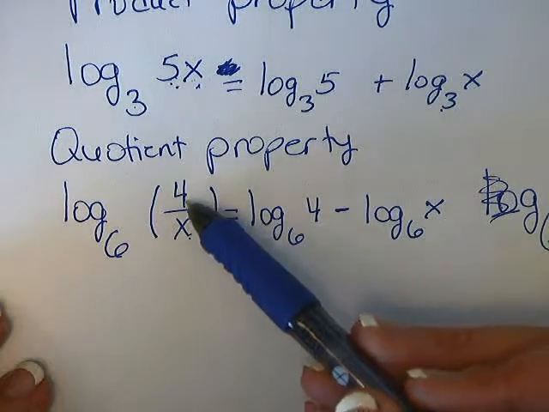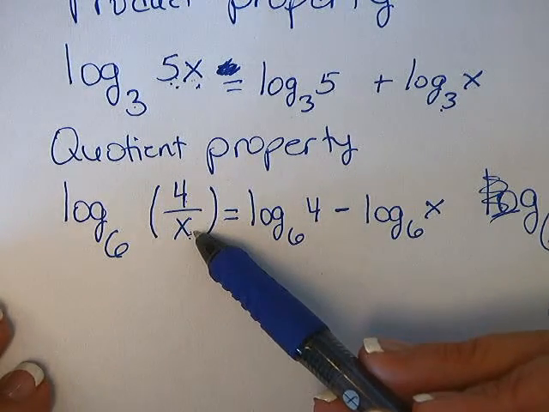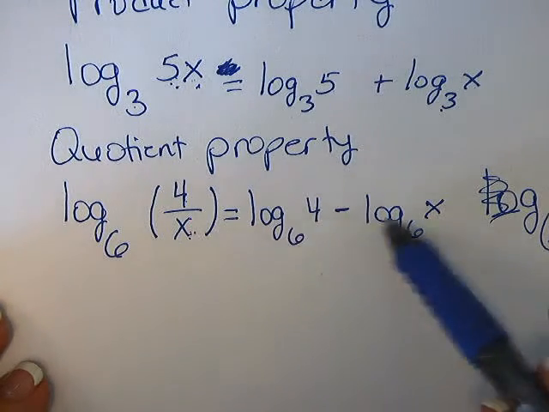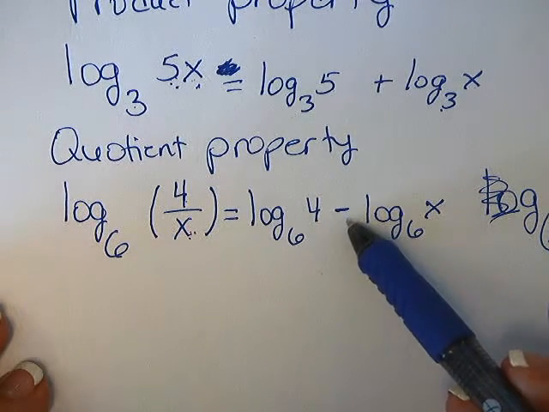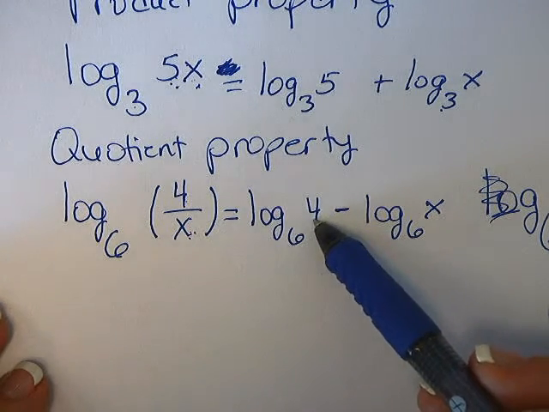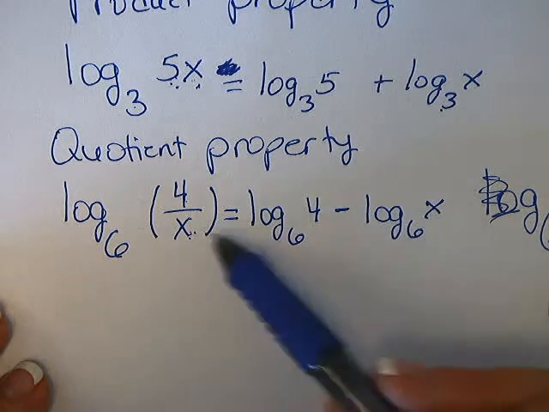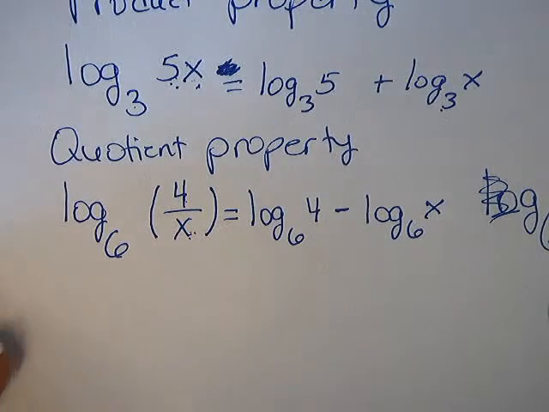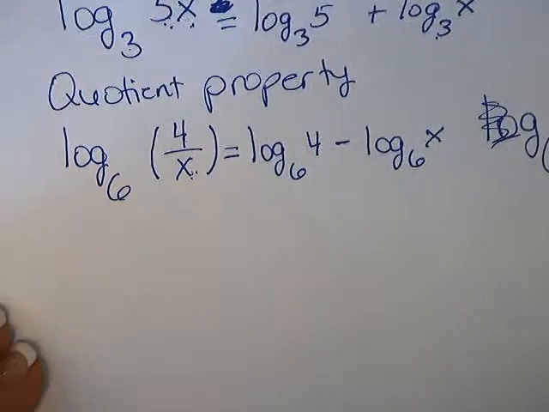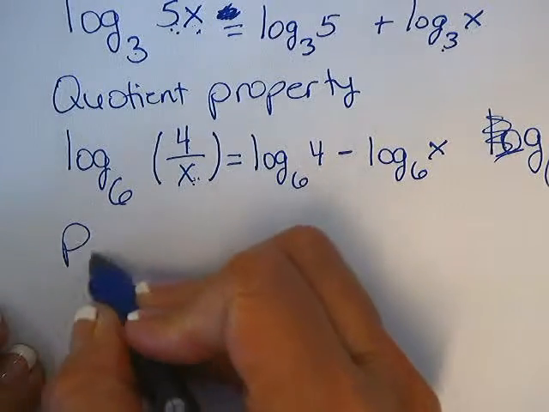So again, if you have something that is divided, that you have a quotient, you can split this into 2 logs that are subtracted from each other, with the value of the numerator minus the value coming from the denominator. Our final property is our power property.